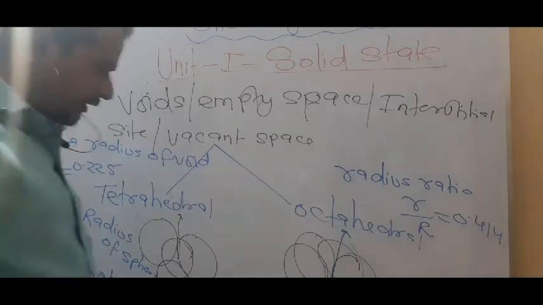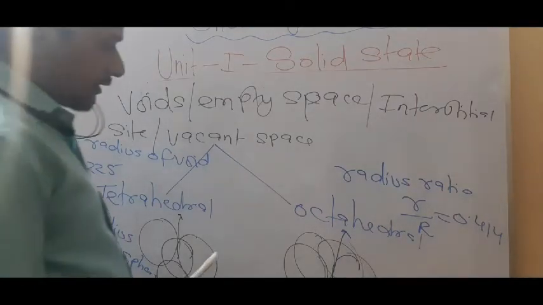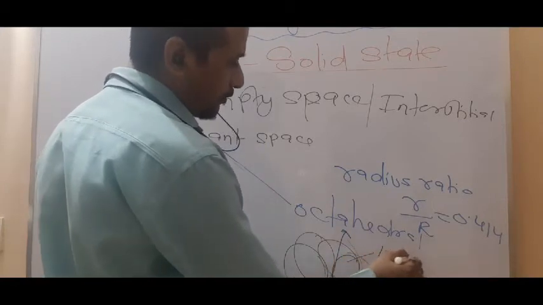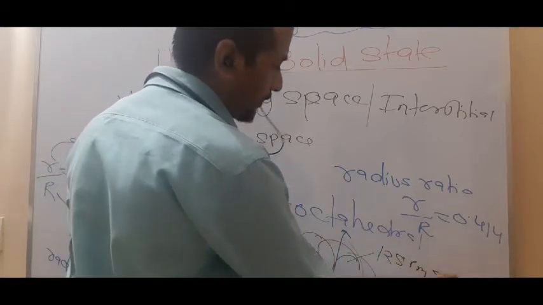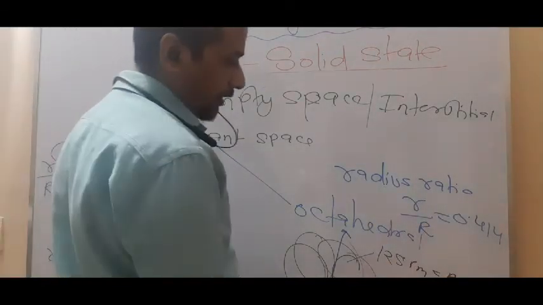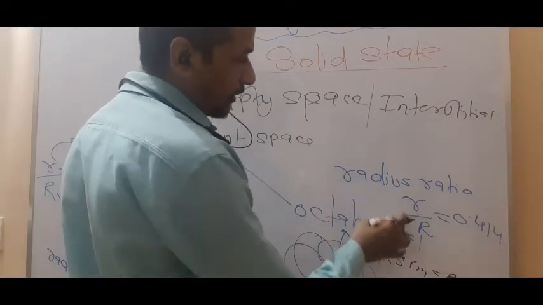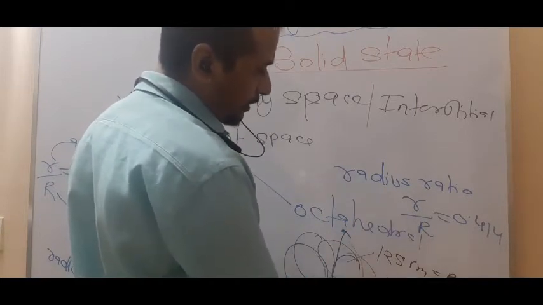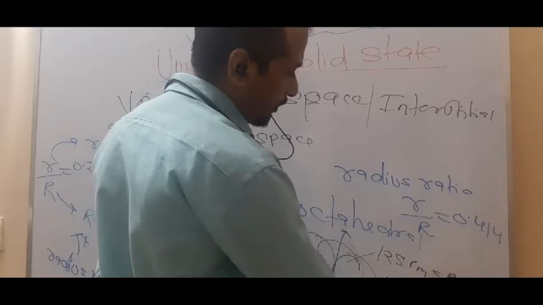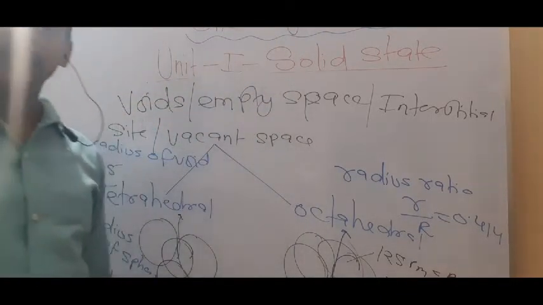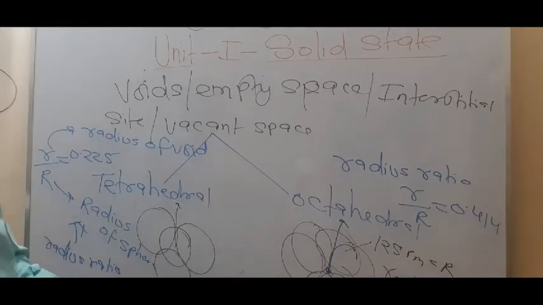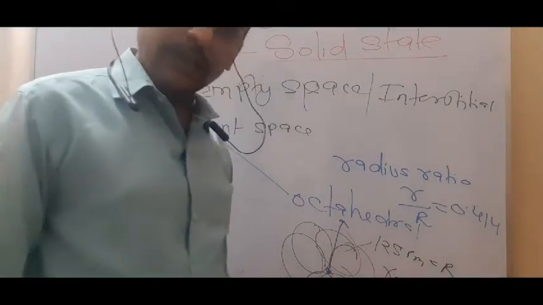So look at here. One time a question asked like this. The sphere has radius 125 picometer. That means capital R. So find the radius of the void in octahedral voids. So what you have to do is write like this. For octahedral voids, r equals 125 multiplied by 0.414. So this way you can get the radius of the void. Are you getting this point or not?